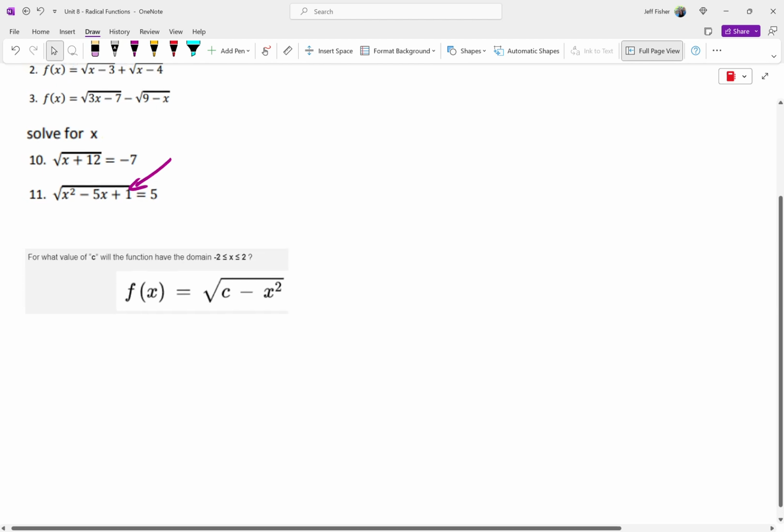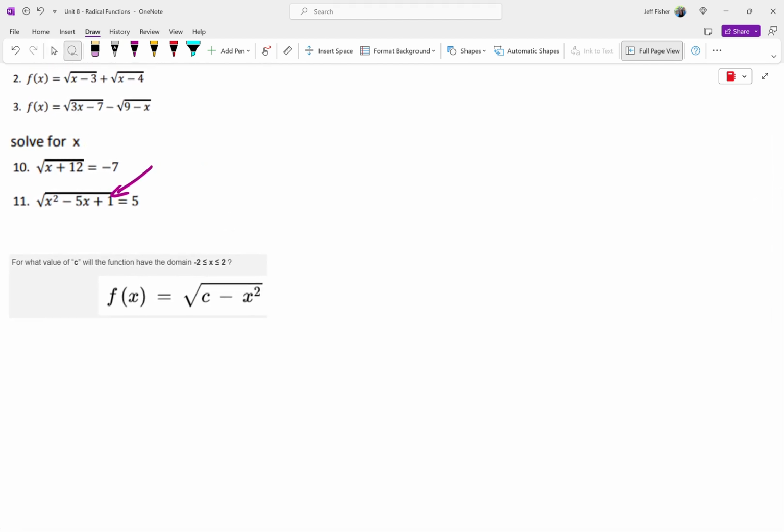Now, let's take a look at this very last one here. For what value of c will the function have the domain of -2 is less than or equal to x is less than or equal to 2? Well, we can simply set the value of x to -2 and then 2 to find out what the function evaluates to, or to make it so that the function evaluates where the square root is 0.